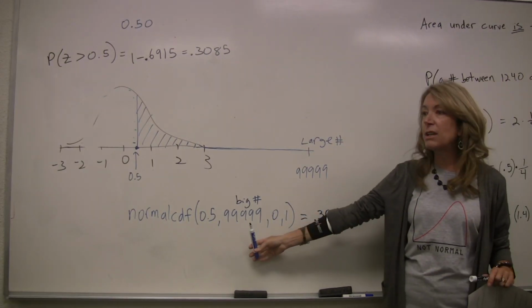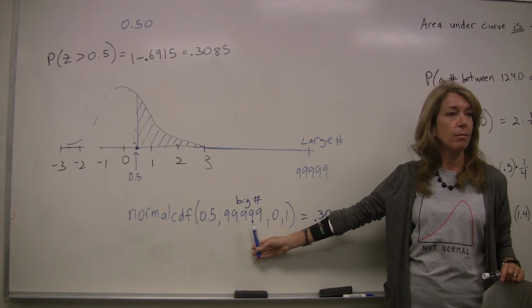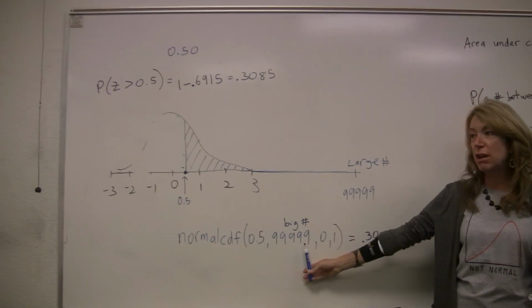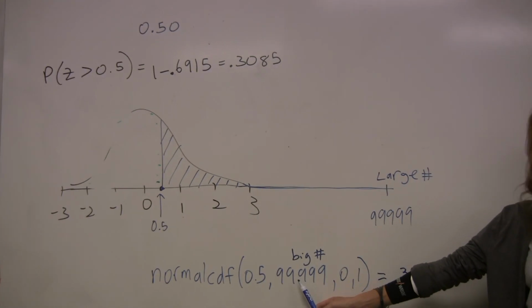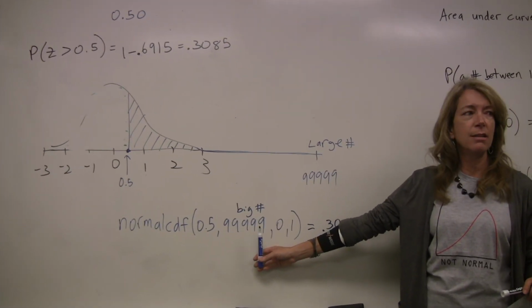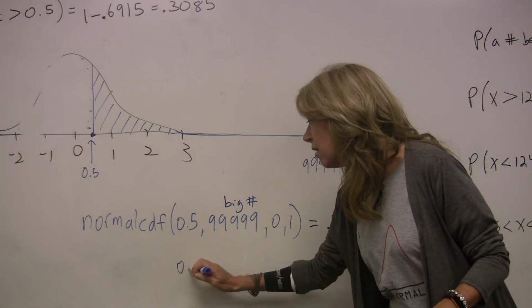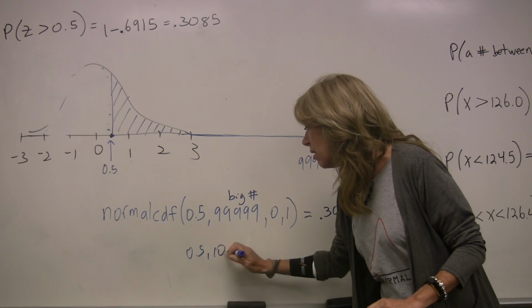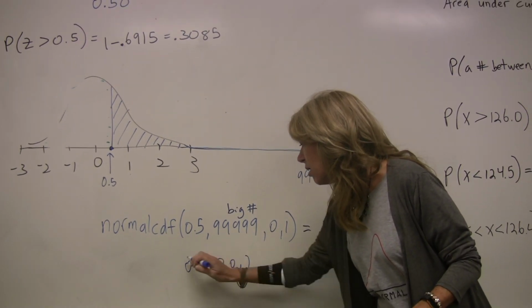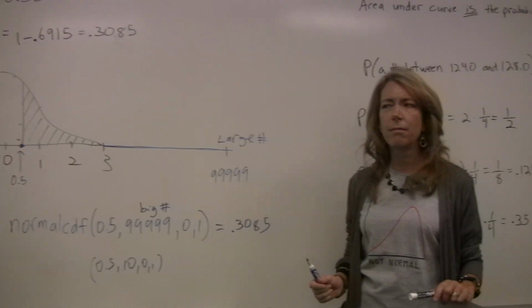Did somebody try a different big number? Or did everyone use mine? Nobody wanted to be creative? Put a 10 in there. Somebody put a 10 right here instead of the 9999. See what happens. Change this to a 10. It's the same. Why? Why is it the same?